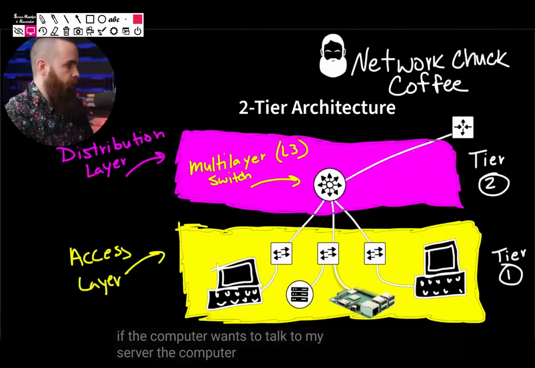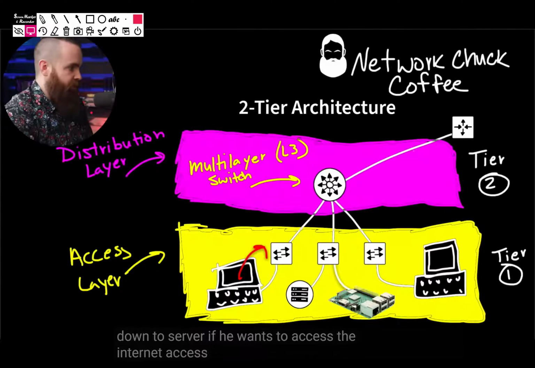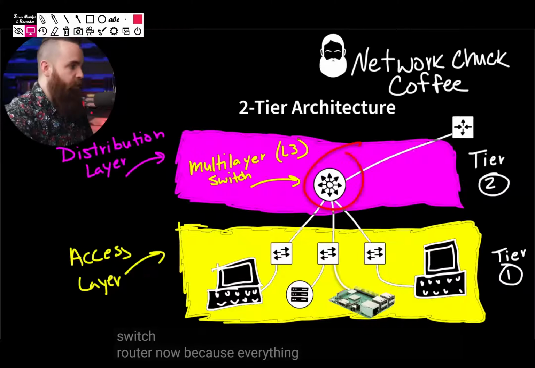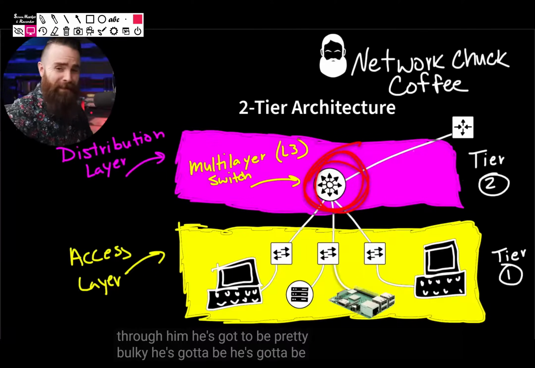If the computer wants to talk to my server, the computer goes access switch, distribution switch, down to access switch, down to server. If he wants to access the internet, access switch, distribution switch, router. Now, because everything goes through him, he's got to be pretty bulky. He's got to be big. Now, what do I mean by that?